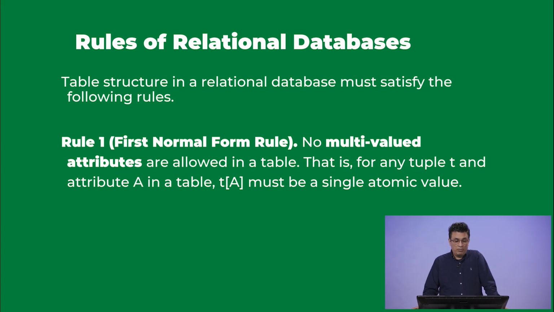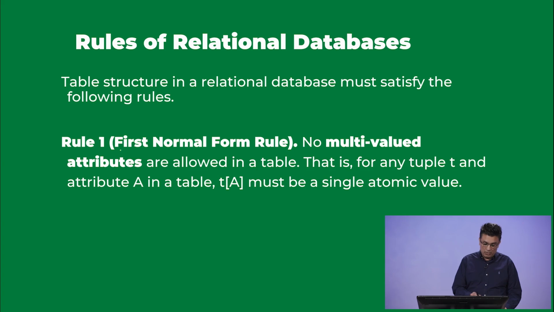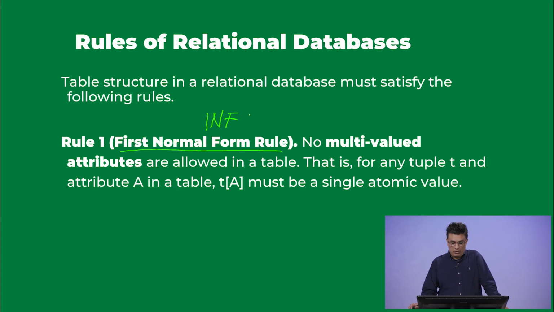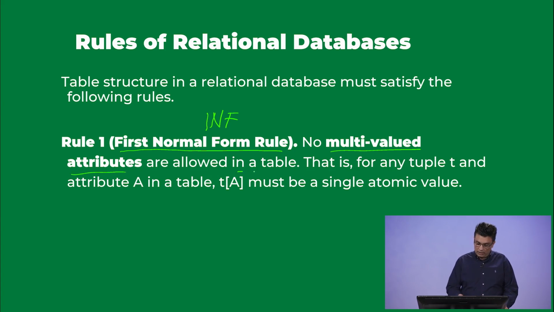We will study 4 rules of the relational databases. Rule number 1 is the rule that we're going to call first normal form, or we just want to say 1NF. So this rule states that we cannot have multi-value attributes in a table.